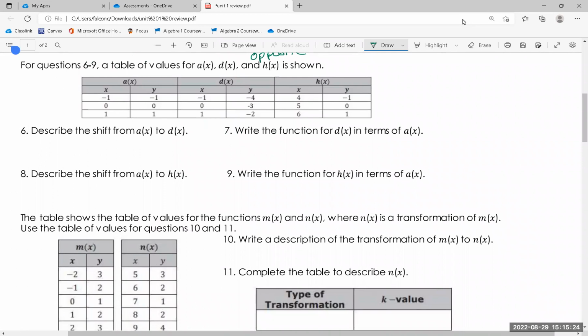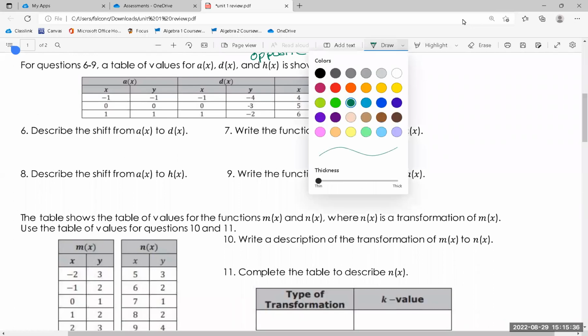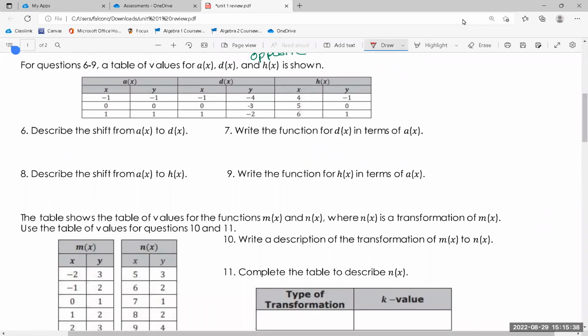All right, questions 6 through 9. Use the table of values for a of x, d of x, and h of x shown. And they asked a few questions. So we want to first describe the shift from a of x to d of x.